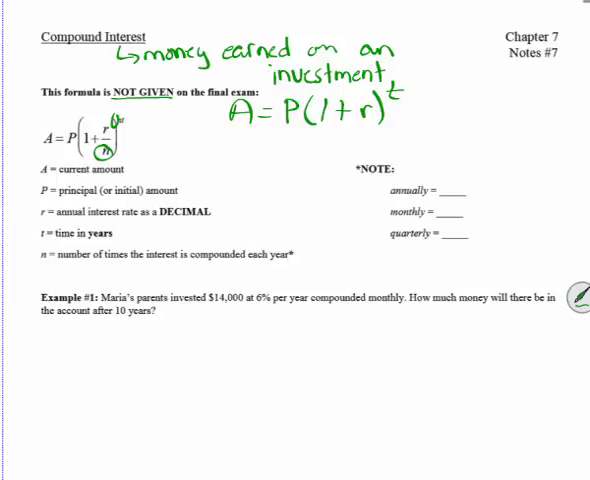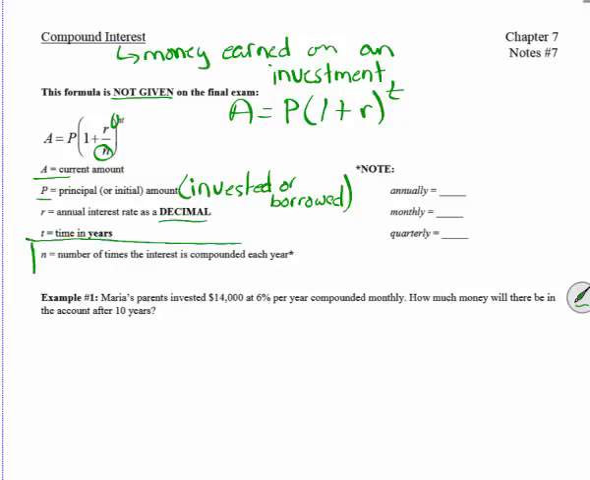All right, let's talk about it. A is the current amount. P is your principal, right? That's the money that you've invested or borrowed, depending on what the situation is. R is still the interest rate as a decimal. T is still time in years.